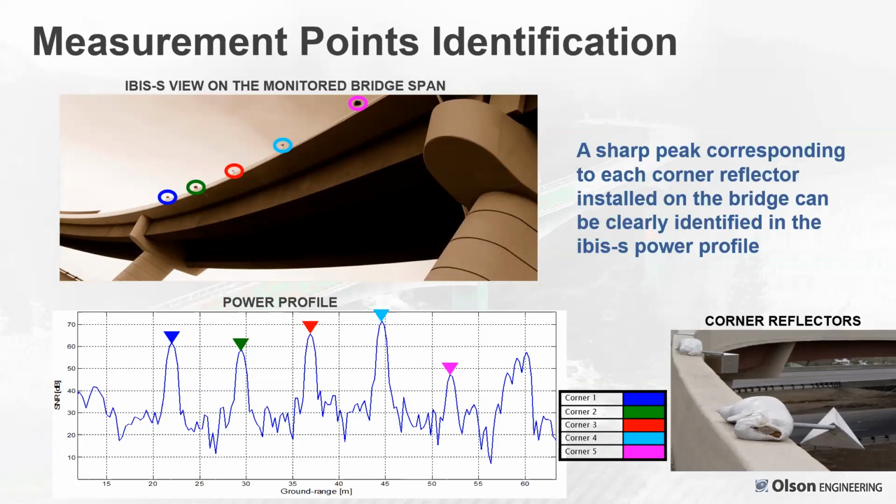There in the lower middle section, you can see the power profile or the range profile of the reflections. And so you can see that while the concrete bridge has kind of low background, not very distinct peaks, these corner reflectors really stick out and give you really nice reflection points to monitor your data from.